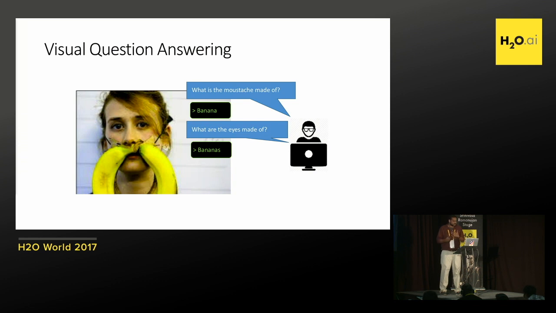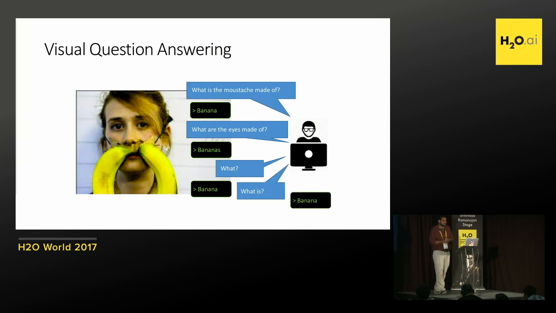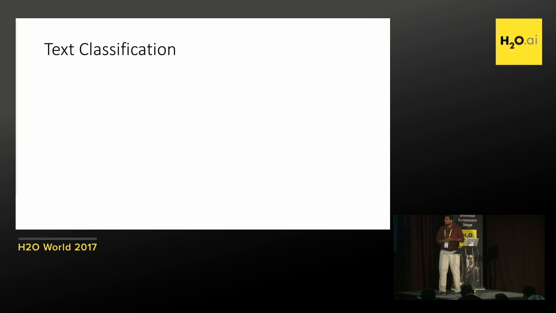So we asked a few more questions like what? And it said banana. We said, what is? Question mark, and it said banana. Clearly now it suddenly doesn't seem like a super intelligent agent that's going to take over the world and replace humans. But that's not what we thought initially. And this happens all the time. These are more synthetic examples.